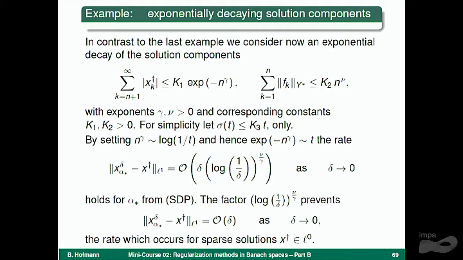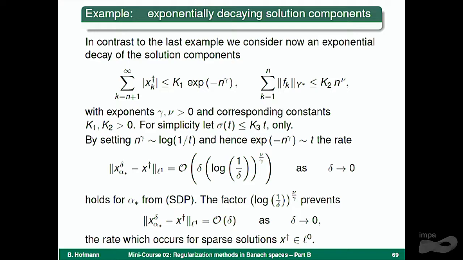We have here the simple situation that we assume we have a real tangential cone condition with a t, not a t to the power. And then you see the error is a logarithmic factor multiplied by delta. And this logarithmic factor is characterized by these things. You have only a very, very small deviation from the delta rate.